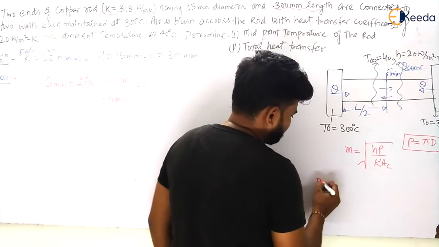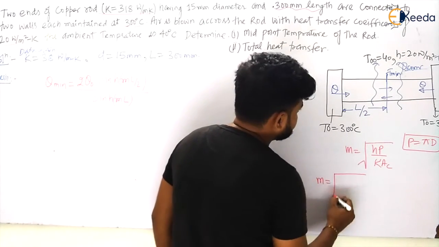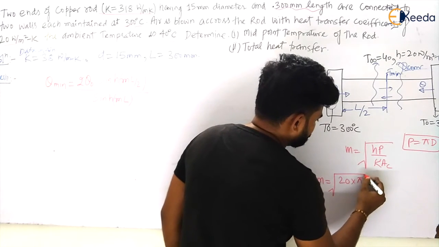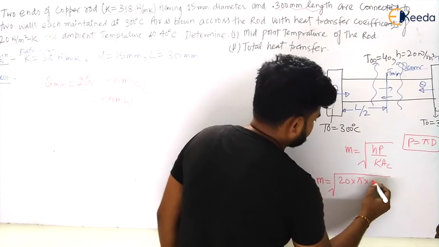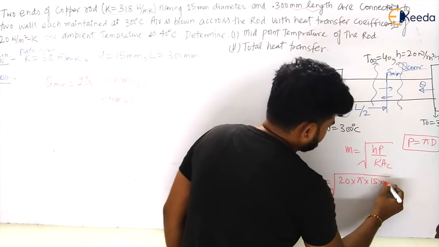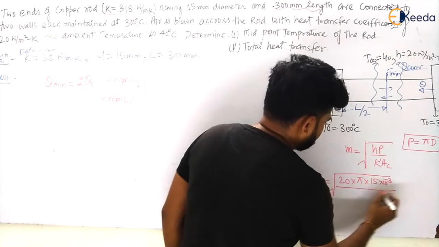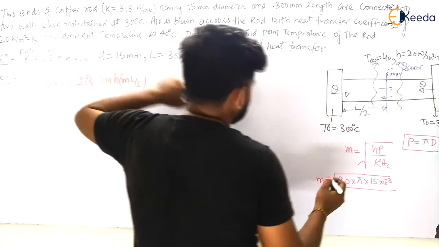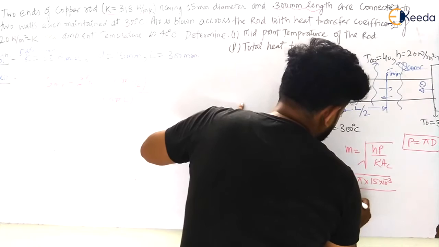So you can easily have the value of m. This will become h. H is given to be 20. P is given to be pi multiplied by d. So what is the diameter? Diameter is 15 millimeter, that is 15 into 10 to the power minus 3, divided by k. What is the conductivity given? So conductivity is given to be 318, my dear students. 318.